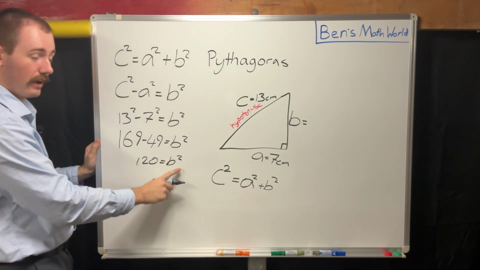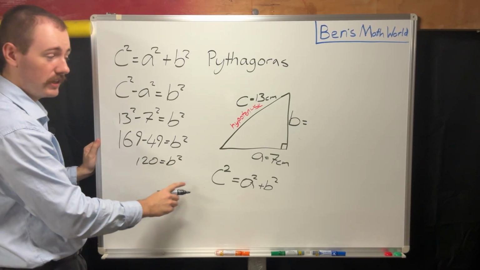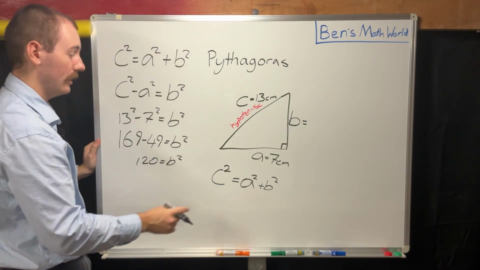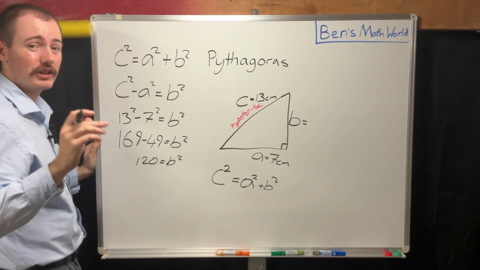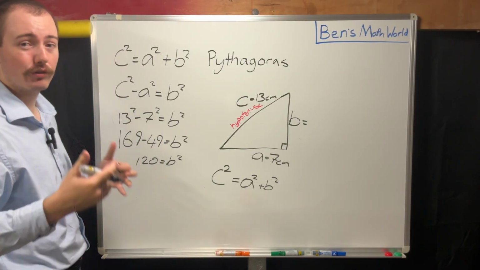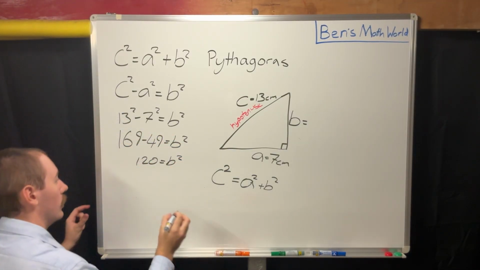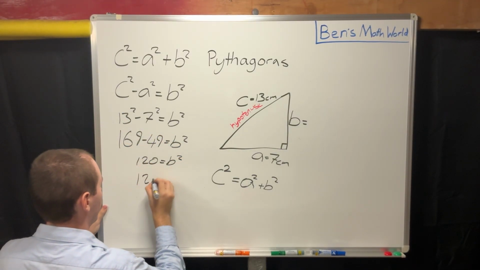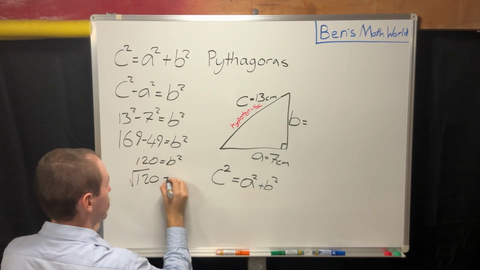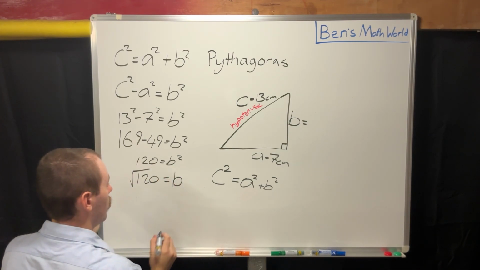Okay, now remember how we get rid of the square here, because we don't just have B yet, we're looking for B. We have B squared, so we have to get rid of that squared to find B. How do we get rid of a square? We square root it, okay? And what we do to one side, we have to do to both sides. So the square root of 120 is equal to B, right?